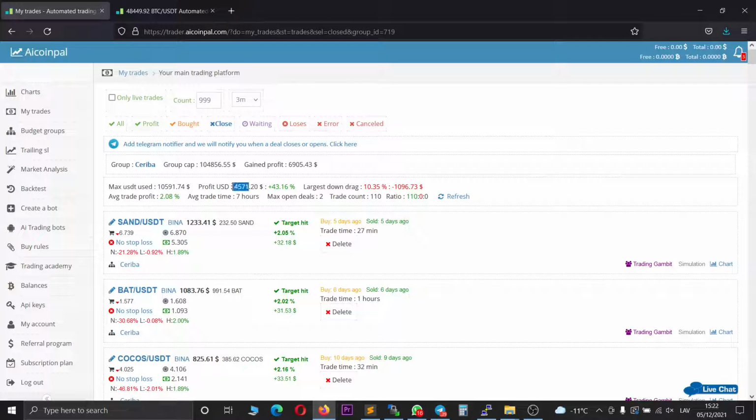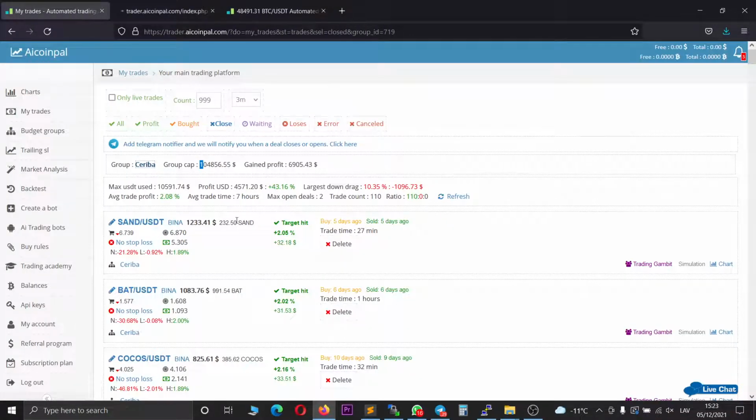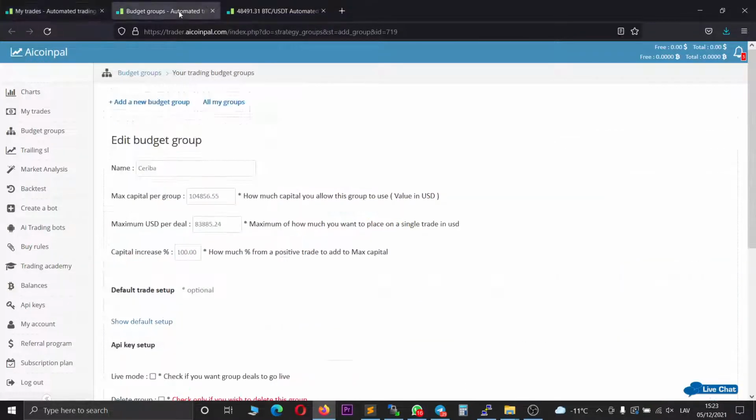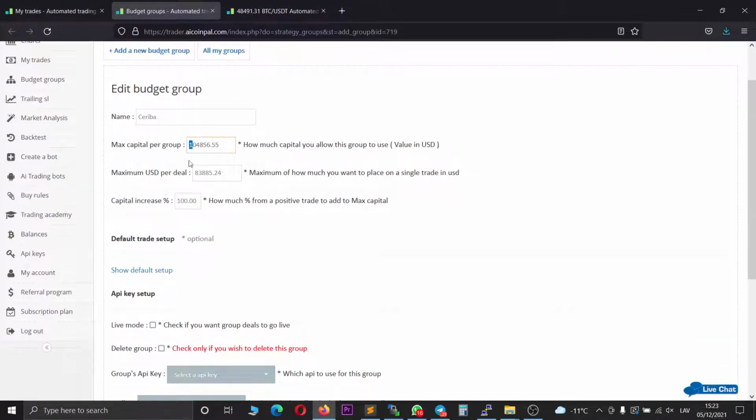The first thing is we could use the same budget for a different bot as well, or we can increase it. Like, let's say we have $100,000 in our account. Let's say we change our group capital. We can change it to, let's say, $500,000. So that will increase the average trade amount. It will start trading with not $1,000, but with 5 times more. So we can change that to $500,000.